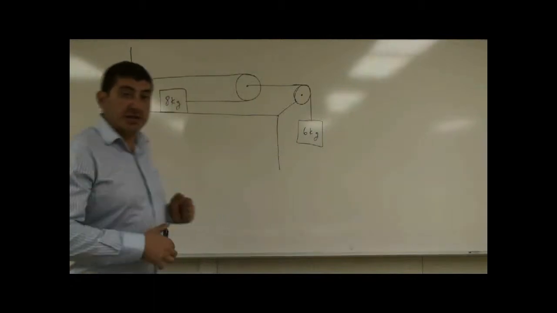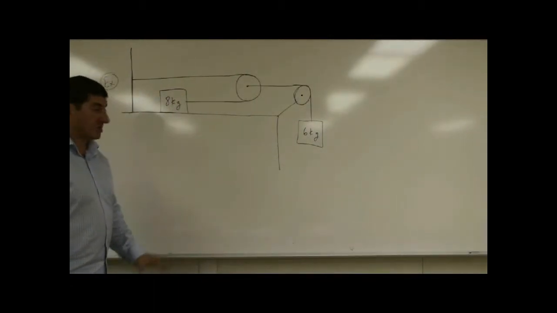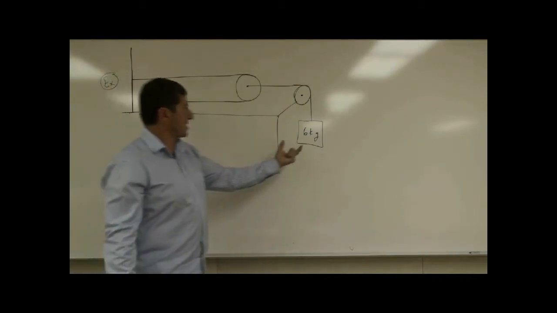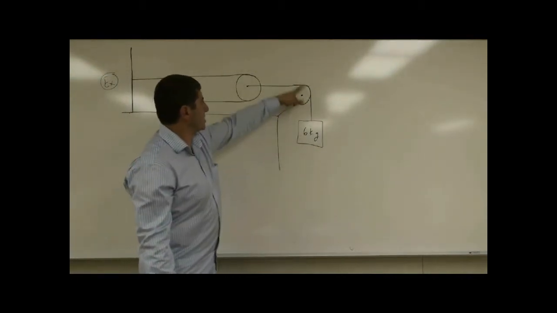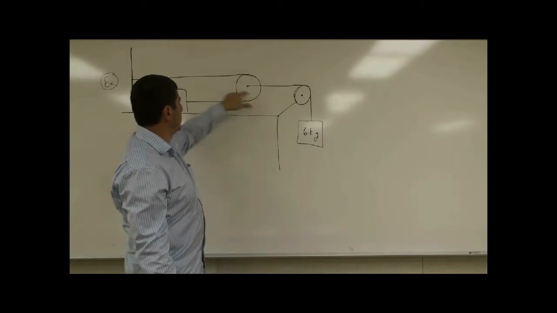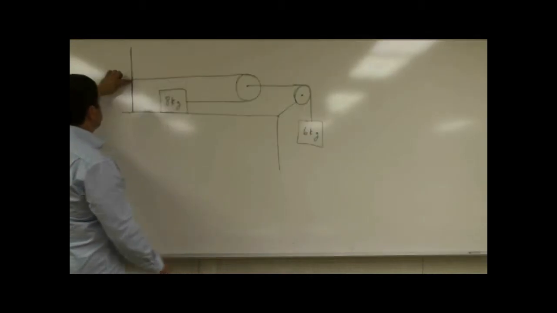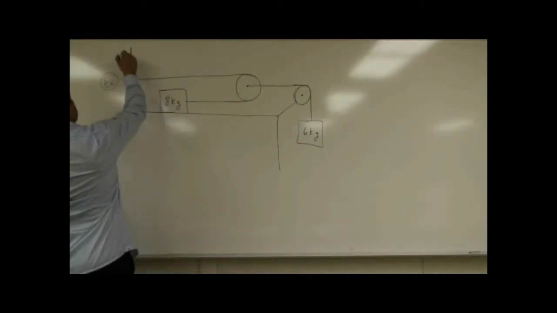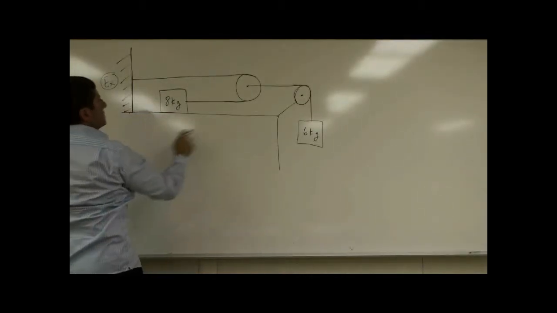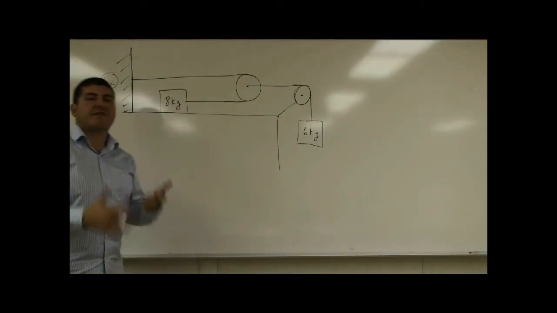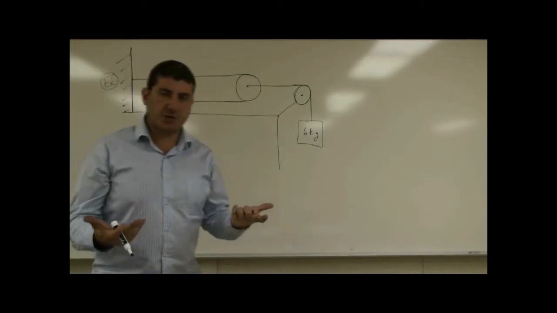Now I want to illustrate another example of applying Newton's laws to a situation involving blocks. So we have a block here, 6 kilogram, it's falling down, it's connected with a string to a pulley, and then there's two strings going around the pulley. One part of the string is connected to the wall here, and the other part of the string is connected to an 8 kilogram block. We want to find the acceleration of this system, okay?